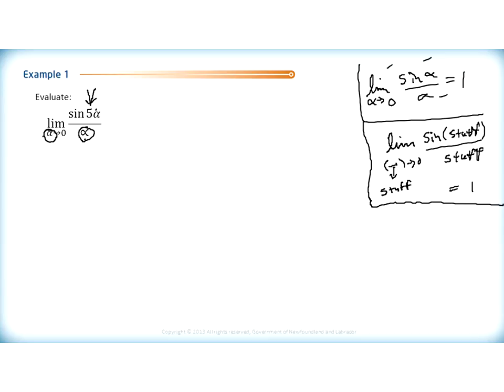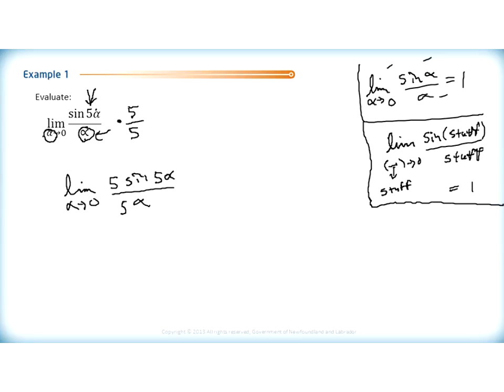Okay, I can't just randomly throw a 5 in right here because that changes the value of my fraction. So what I can do, the technique is to take this and multiply it by 5 divided by 5. So if we do that now, I have the limit as alpha approaches 0 of 5 times sine of 5 alpha divided by alpha. Now this, divided by 5 alpha. I had to multiply both the top and the bottom by 5.